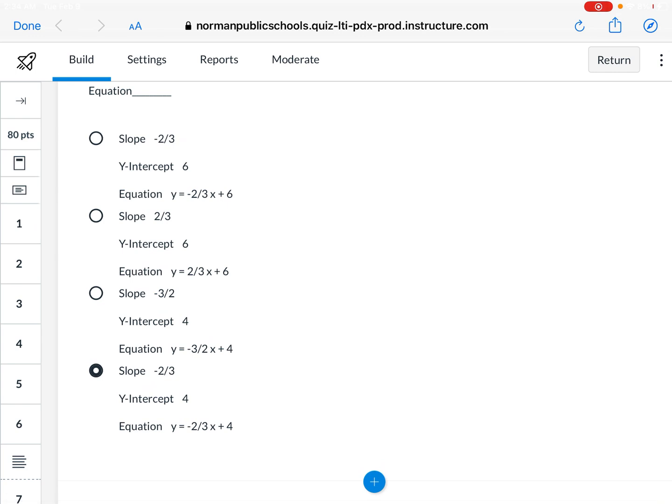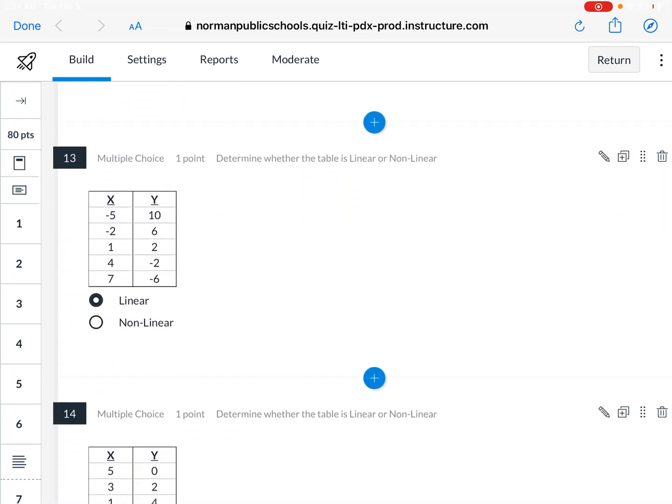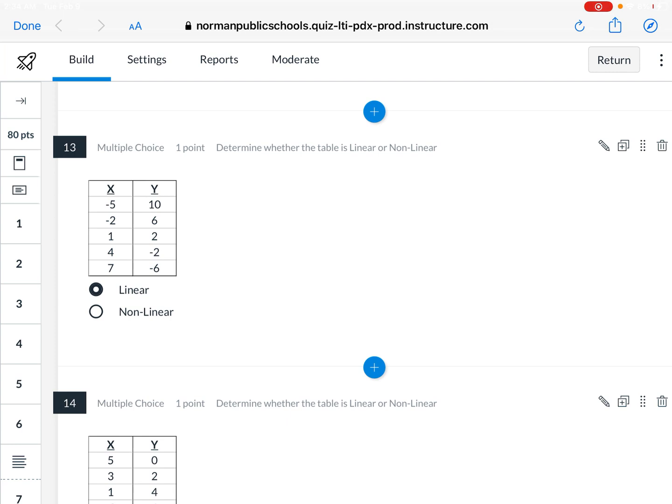All right? Yours may be scrambled in a different way. So your answer may not be D. Your answer may be like A. Okay? So you just need to make sure to find the correct slope, correct y-intercept, correct equation. And they will be scrambled on the test. So it would be dumb to copy off of somebody else.